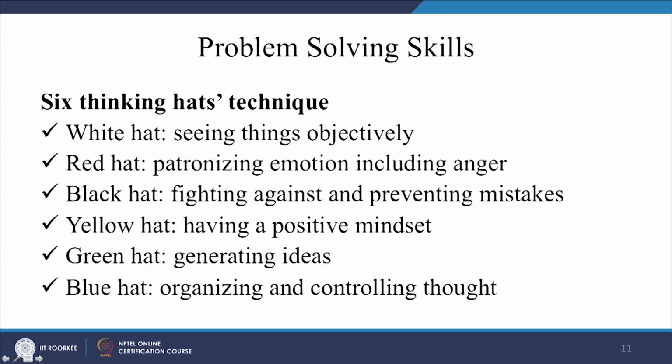For example, if one wears the white hat, one sees things objectively. If one wears the red hat, one is full of emotion. When one wears yellow, he has a positive mindset, and when one wears green, this generates ideas, and when one wears the blue hat, it is just to control the situation. Now, when you are in a critical situation, you should try the six thinking hats technique in order to get a more creative and more conclusive result, so that you may be able to solve the problem.